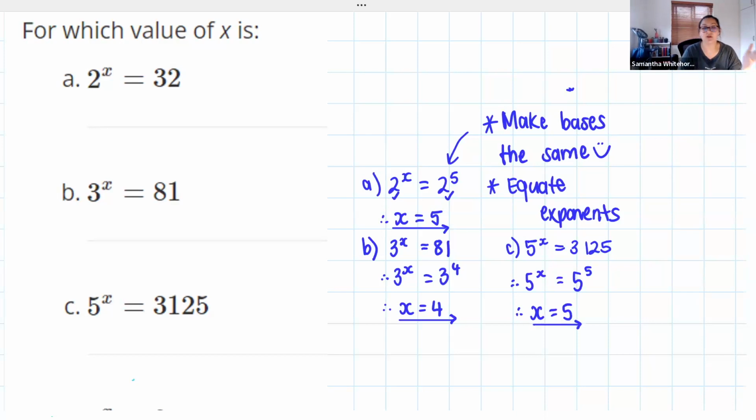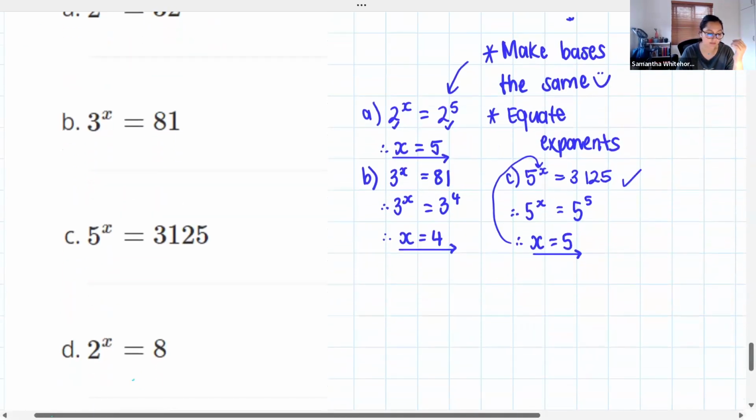Remember, grade 9s, you can double check yourself. If you substitute back into your original question, you must get that the left is equal to the right. If we substitute this x back into the original and say 5 to the power 5, it is equal to 3,125. So you got the right answer. That's how you double check yourself.